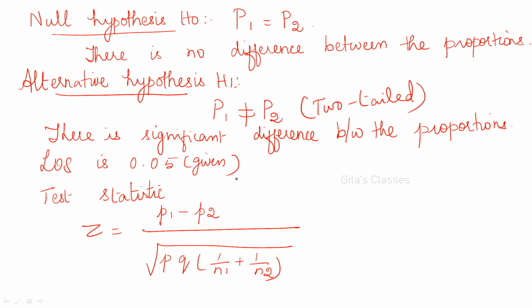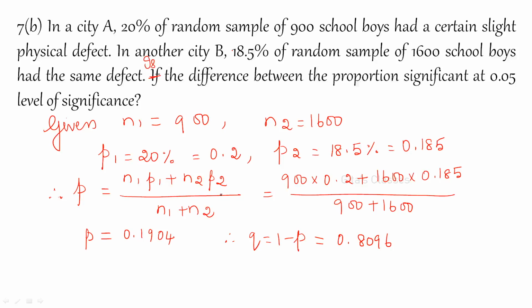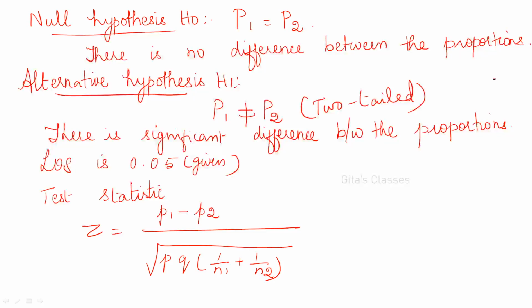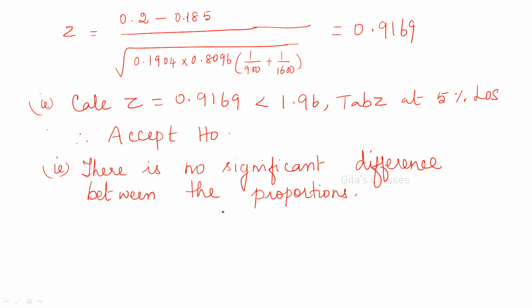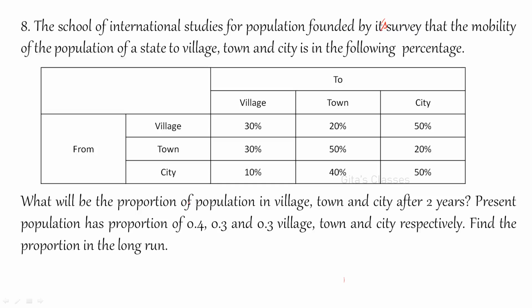So the level of significance is given here. Is the difference between the proportions significant? At 0.05 level of significance they asked, that is 5% level of significance. Now the test statistic according to the formula is modulus of P1 minus P2 divided by root of PQ into 1 by N1 plus 1 by N2. Okay, so the calculated value is 0.9169, which is less than 1.96, that is the table value. Therefore accept H naught at 5% level of significance. That means there is no significant difference between the proportions.